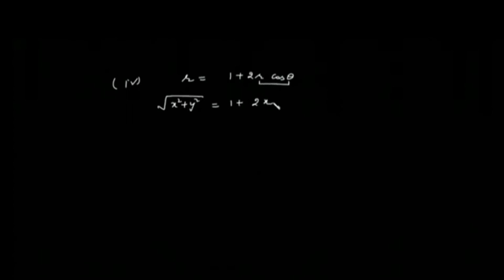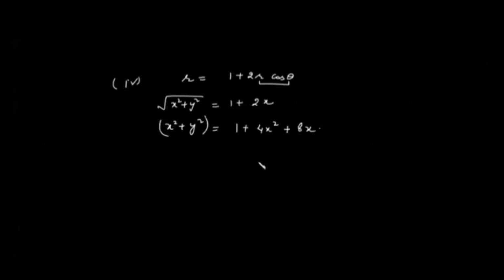We are having the equation r is equal to 1 plus 2r cos theta. So convert this polar equation into Cartesian. This can be written as the square root of x squared plus y squared equals 1 plus 2x, since r cos theta is nothing but x. Now we can square both sides, and we can simplify further.